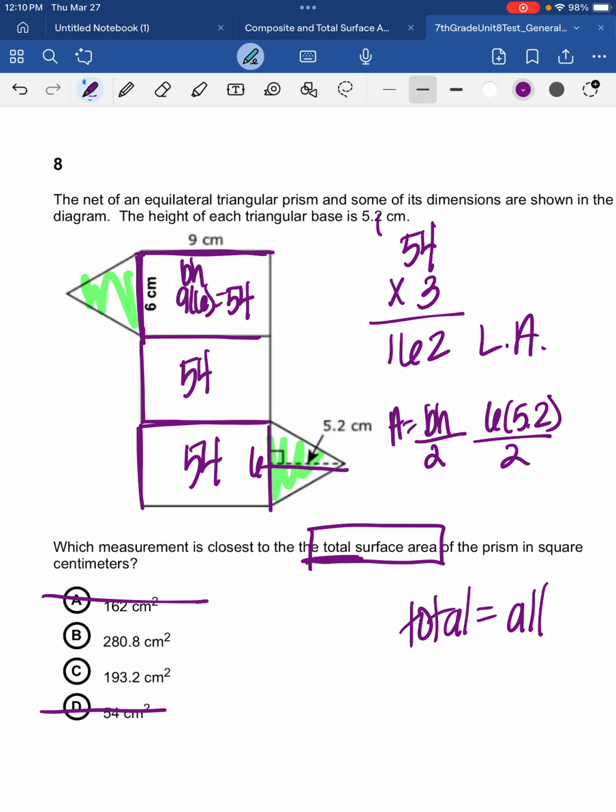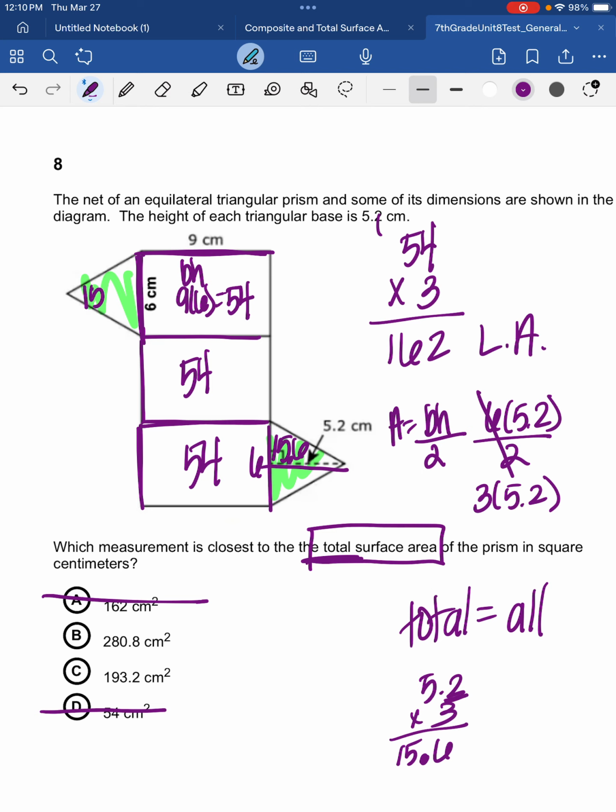I like to make it easier. I go ahead and do 6 divided by 2, which is 3. Then I multiply by 5.2. If that confuses you, go ahead and do 6 times 5.2, then divide by 2. You're going to get the same exact answer. Okay, when we multiply that out, so 5.2 times 3, don't forget, you have one number after your decimal, so that's 15.6. So this triangle is 15.6.